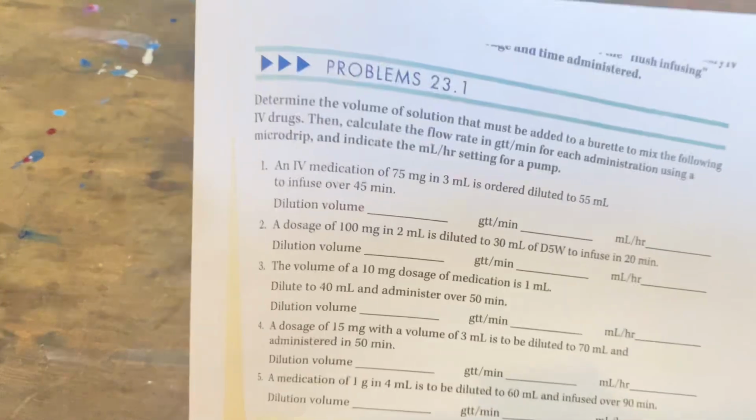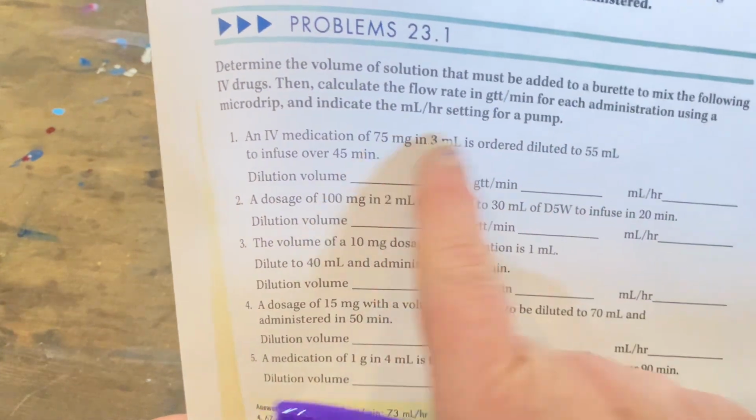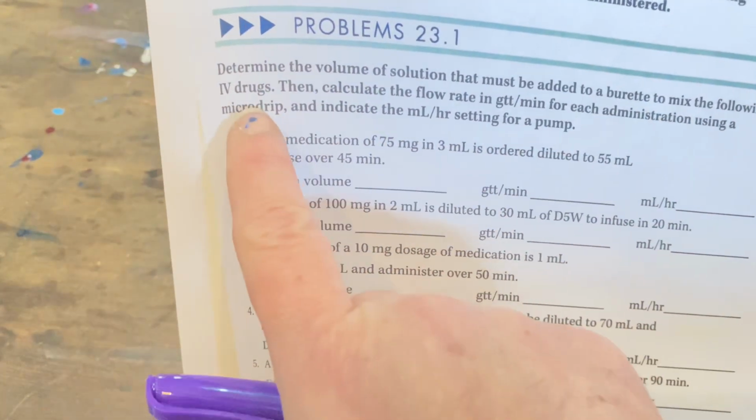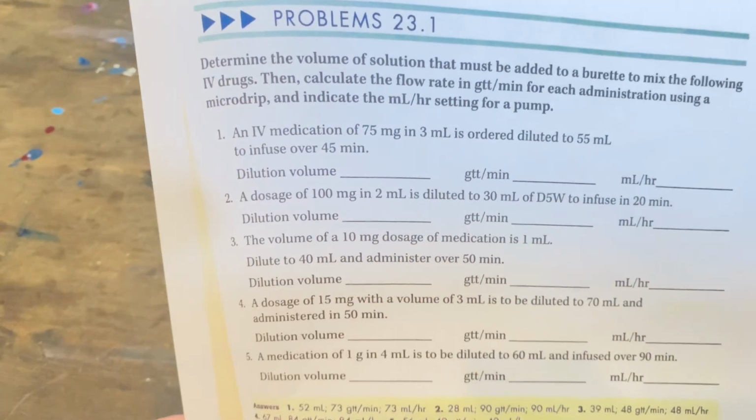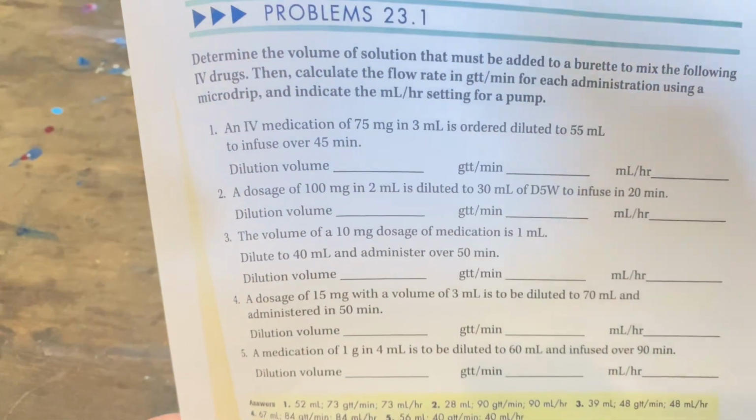We're going to go over calculating IV fluids for pediatric patients. And it says you have to use an administration set of microdrip tubing. Look, you see what I'm doing.